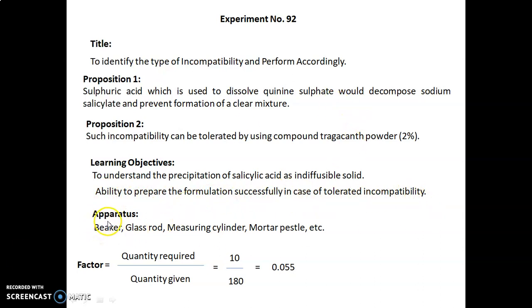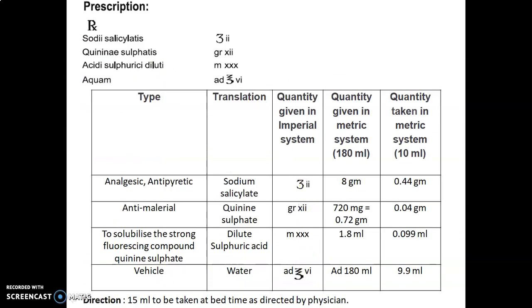The apparatus required are beaker, glass rod, measuring cylinder, mortar and pestle, etc. The factor is calculated as quantity required upon quantity given, which is 10 upon 180, that is equal to 0.055. The prescription is given over here, Rx, denoted by the symbol Rx. We have the prescription given in Latin terminology.